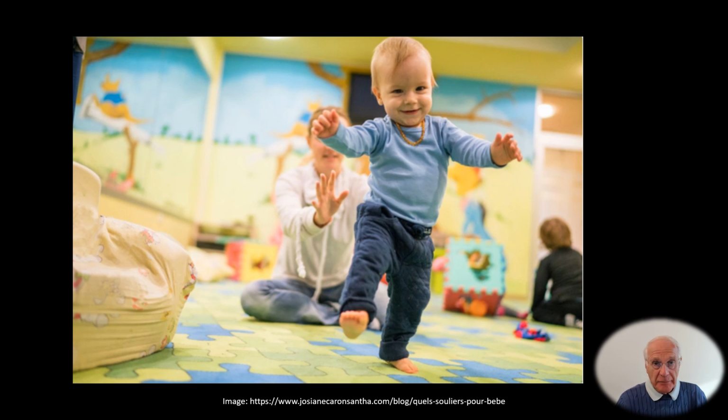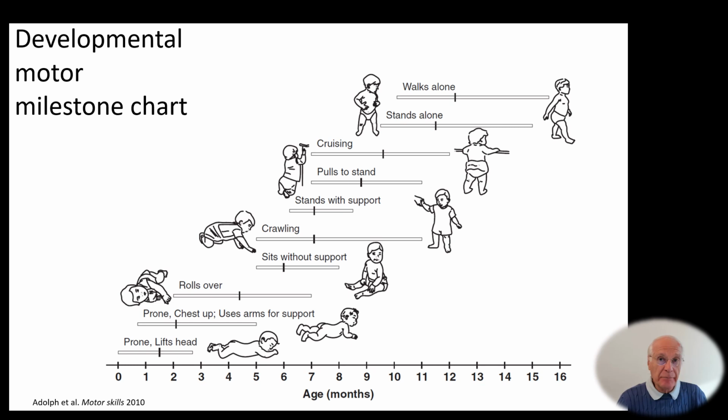There is wide inter-individual variability in the timing of the different motor milestones. This is shown by their wide normative ranges. Each child has his or her own specific developmental trajectory.